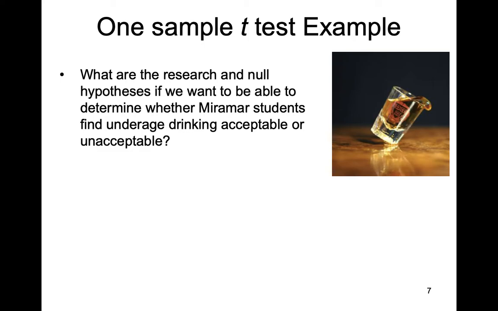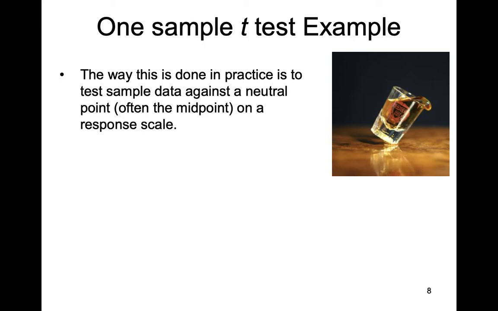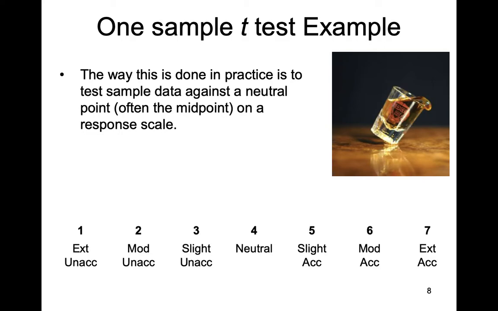Okay, so we have to think about what the research hypothesis as well as the null hypothesis would be if we want to determine whether Miramar students find underage drinking acceptable or unacceptable. The way this is done in practice is to test sample data against a neutral point, often the midpoint on a response scale. So let's take a look at the question that we asked as well as the response scale.